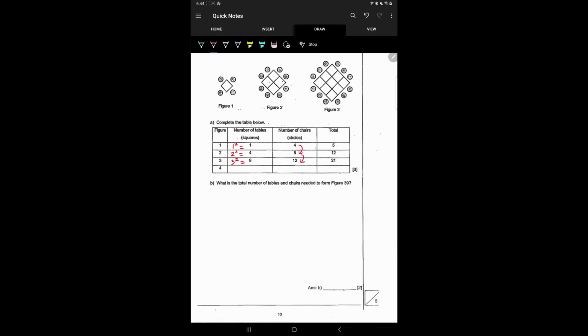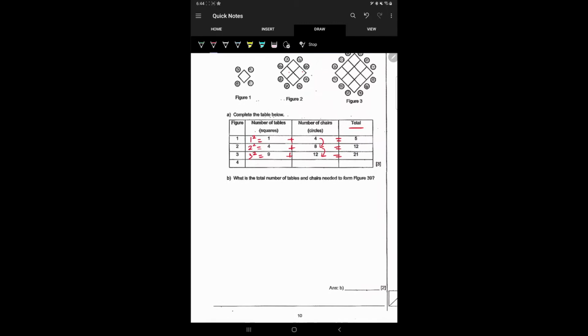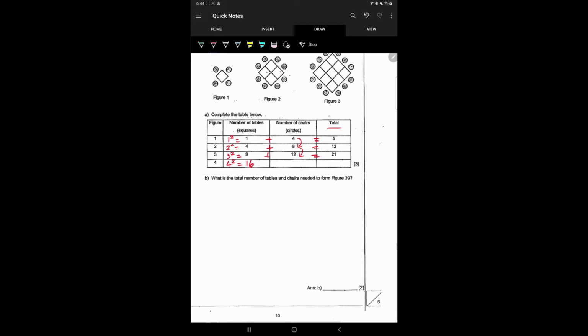And this total is basically 1 plus 4 equals to 5. 4 plus 8 equals to 12. 9 plus 12 equals to 21. So for number 4, this will be just 4 square, which is equals to 16. This will just be 16, and the total will be 16 plus 16 equals to 32.